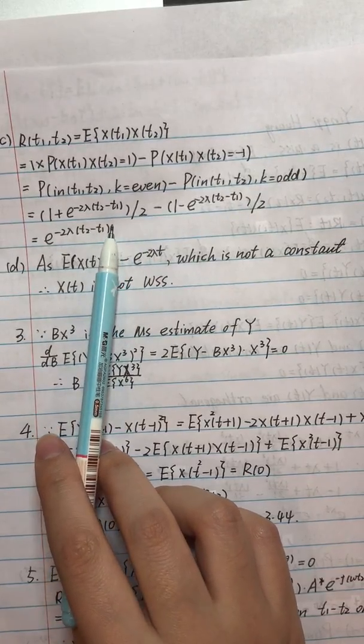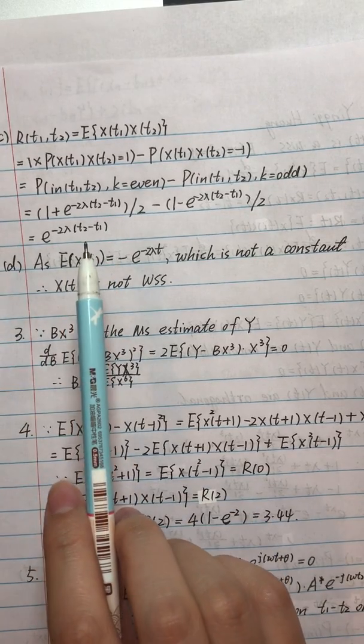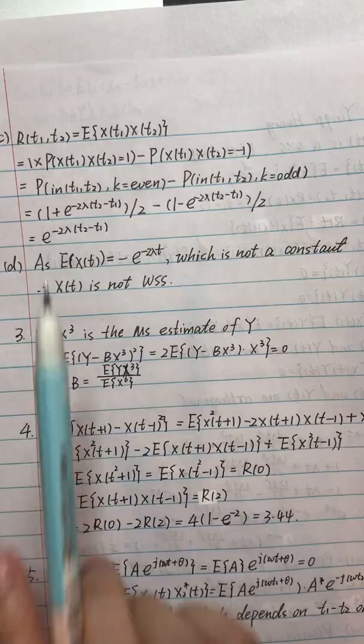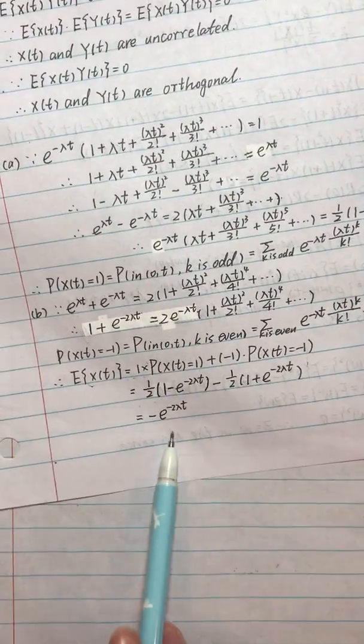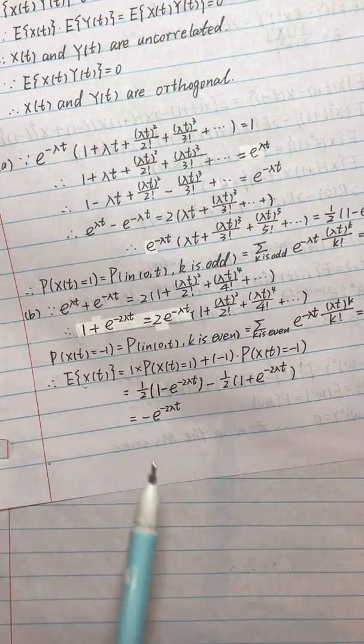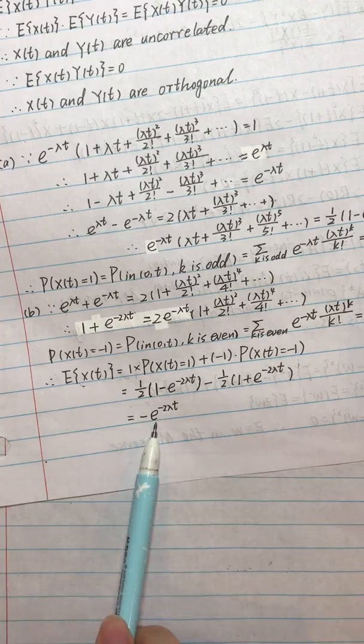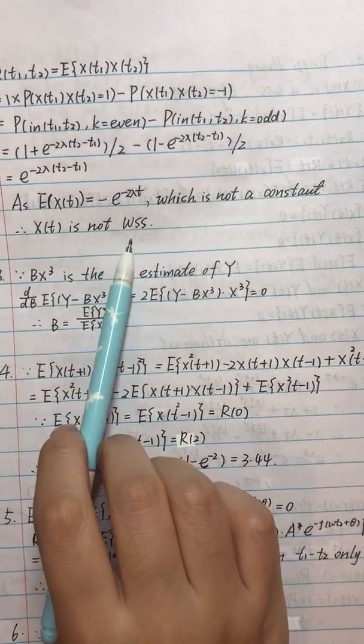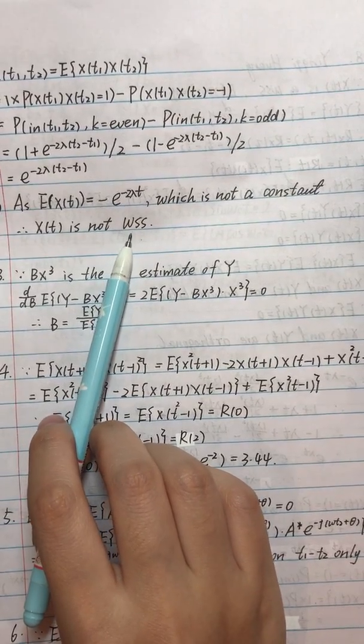The last problem is to answer whether xt is WSS. As we already calculated, the expectation of xt equals this one, and this is not a constant because it's related to t. So we know that xt is not WSS.